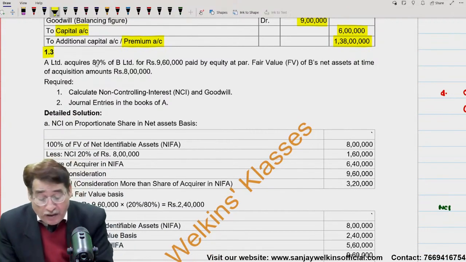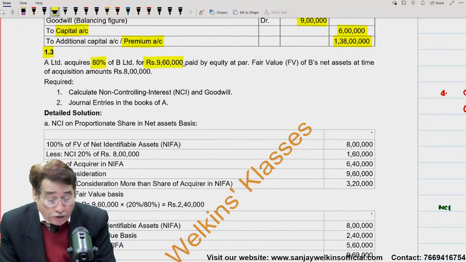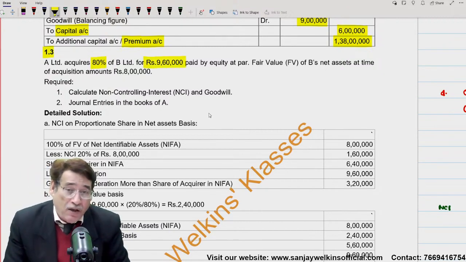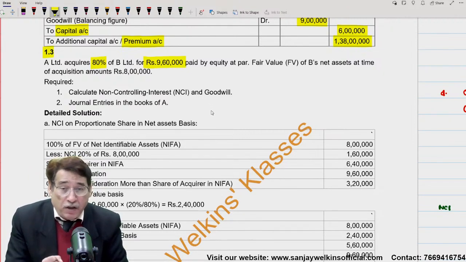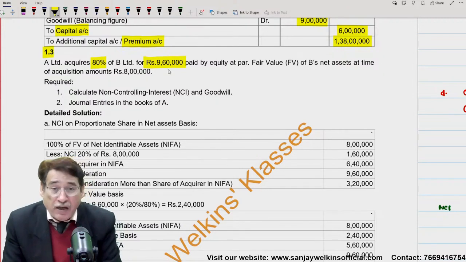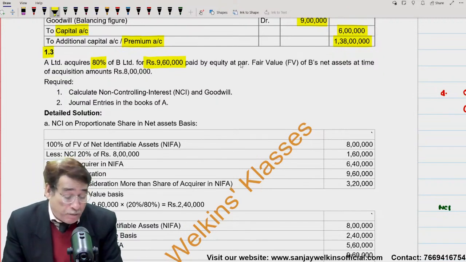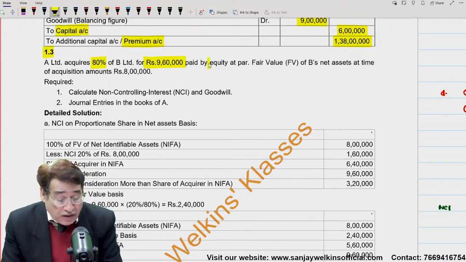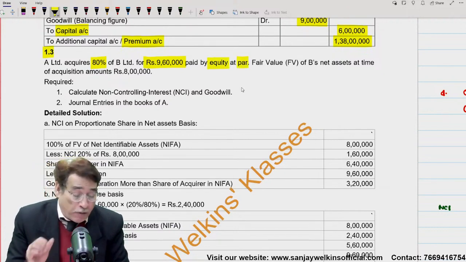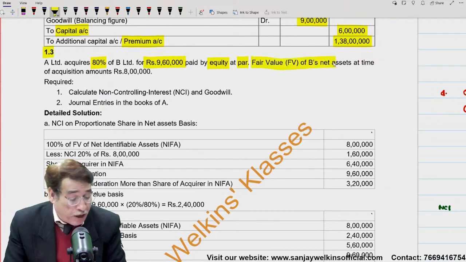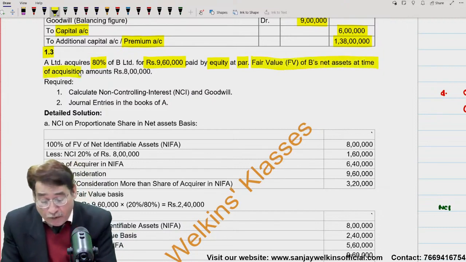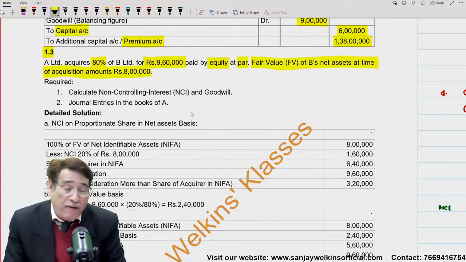In 1.3, it is stated that A Limited acquires 80% of B Limited for rupees 9,60,000. Now, in this question, A Limited acquired 80% stakes in B Limited and they paid a consideration of 9,60,000. Correct? And this consideration was paid by equity. However, equity share capital was issued at par. Now it is given that fair value of B's net assets at the time of acquisition amounted to 8 lakh.